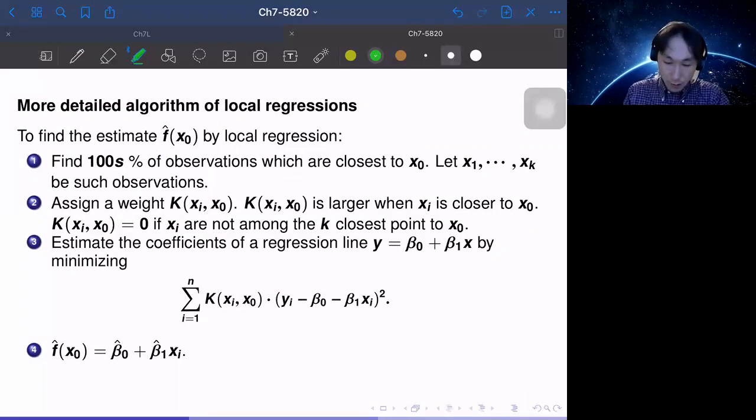So the procedure to estimate f hat of x naught for each x naught is, at first, we take the proportion s of all observations, so 100s% of observations which are close to x naught. And if x1 to xk are such observations, the x values of such observations, then we will give weight by K(xi, x naught). And K(xi, x naught) may be given as our normal density function, as in the previous example.